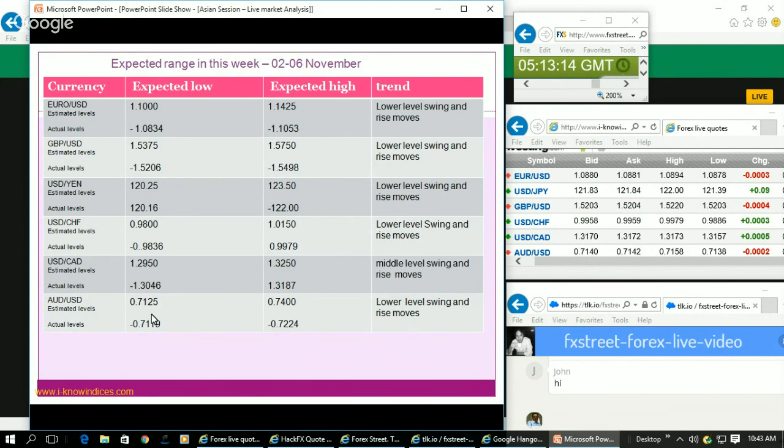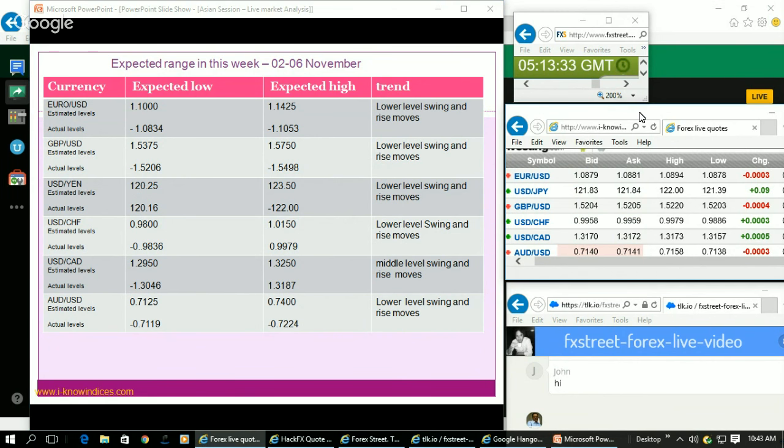And then in the case of Australian dollar, they came down to 71.19, 71.25 was the low expected, and afterwards they are expected to quickly gain the levels, and most likely they are expected to gain the levels today after the non-farm payroll.